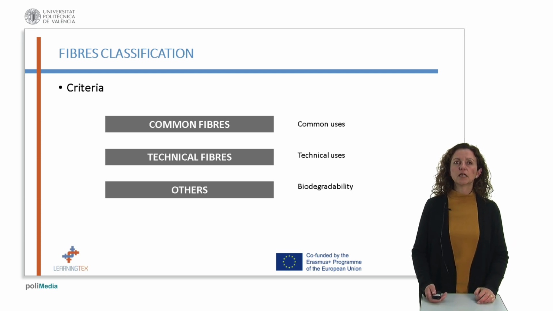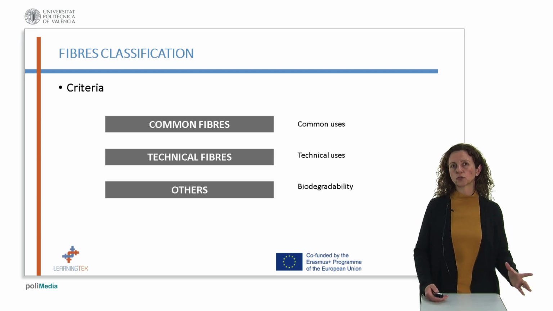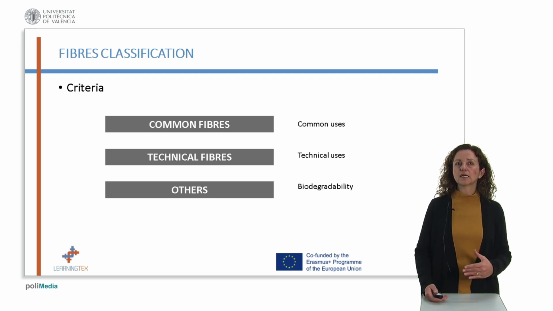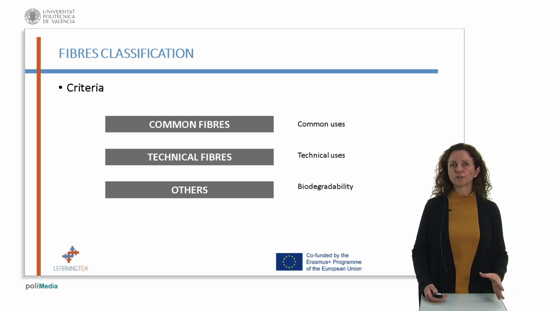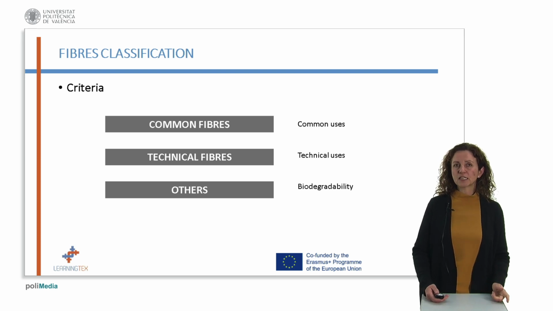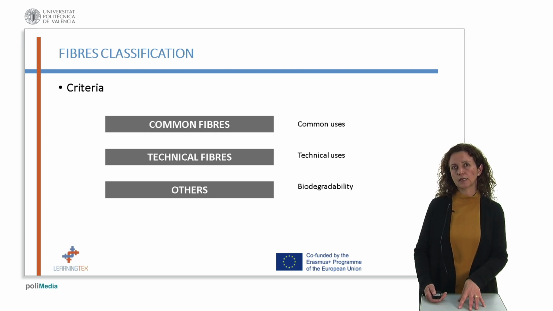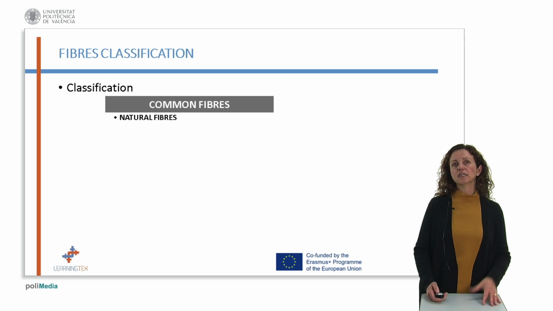And usually they appear because they want to improve one of the properties that common fibers are not going to offer, okay? And we can classify them depending on any other kind of criterion, such as, for example, biodegradability, flame retardancy, or antibacterial effect, etc. We've got many criteria. If we move into the common fibers and the most extended classification, we could observe that common fibers are classified depending on whether they are natural fibers or chemical fibers.